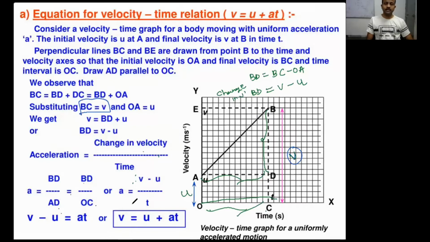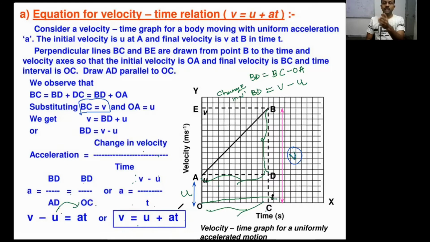So we can say that acceleration equals change in velocity by time, V minus U by T. When you take minus U to this side, you will get V equal to U plus AT. Is it clear, everyone? V equal to U plus AT. This is the first equation of motion. In the first equation of motion, we are taking change in velocity by time. Change in velocity, where are we getting it from? From the BD value. BD we can write as BC minus OA. BC will give you the final velocity and OA will give you the initial velocity.